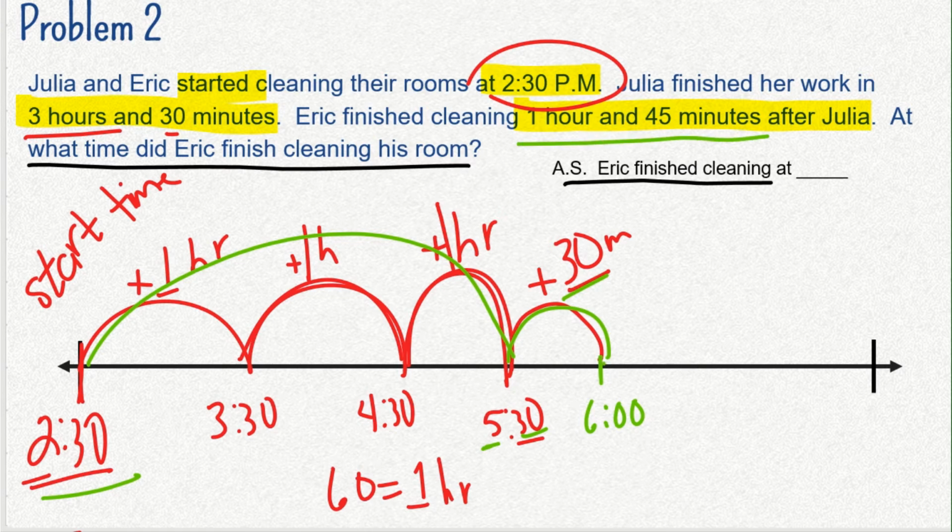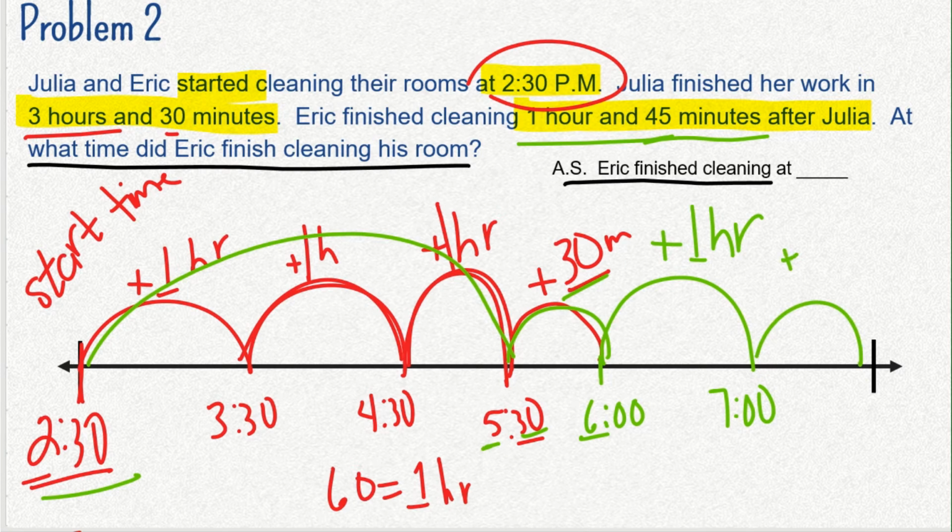So I'm going to take this time and go after. That's plus 1 hour. So 1 plus 6 is 7 o'clock. And then 45 minutes plus 0 minutes would be 7:45. So Eric finished cleaning at 7:45.